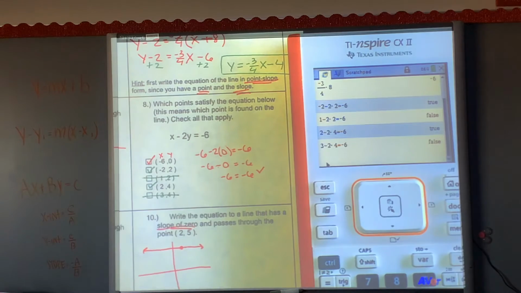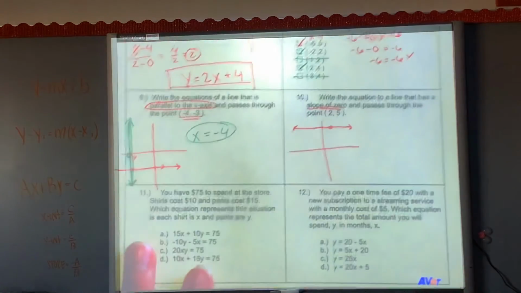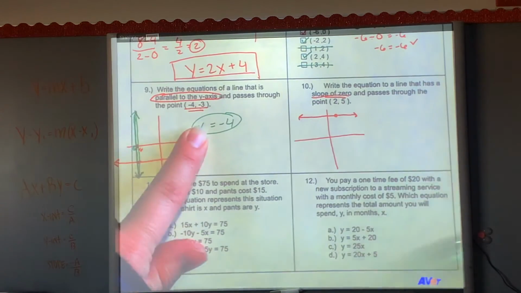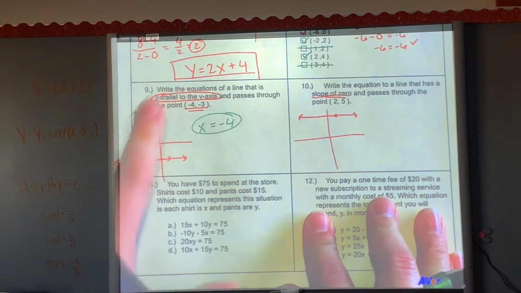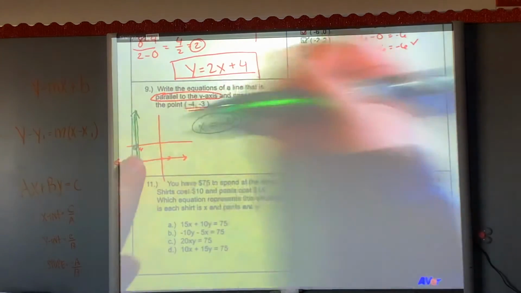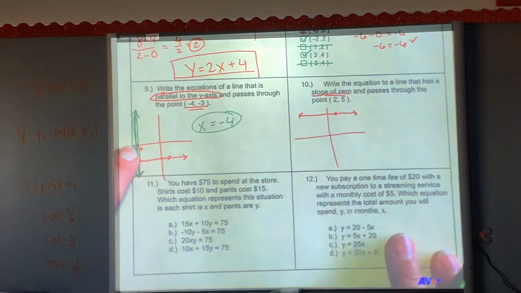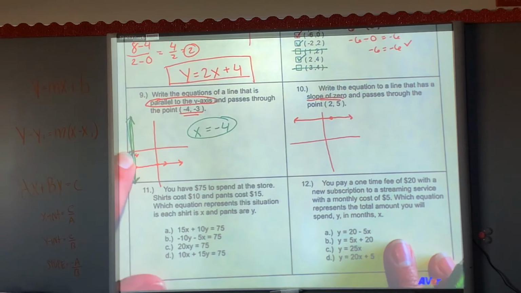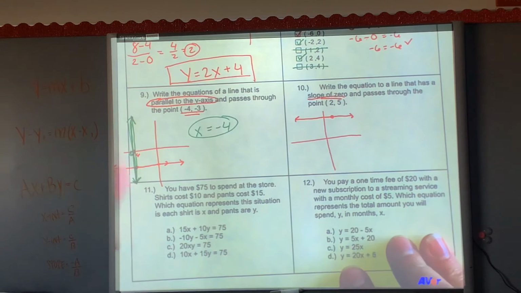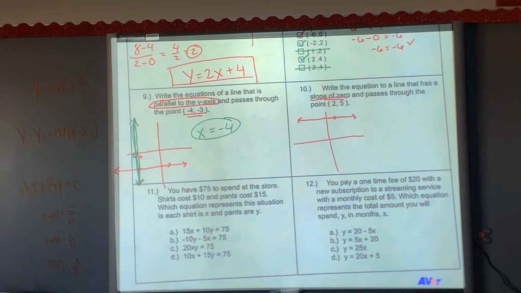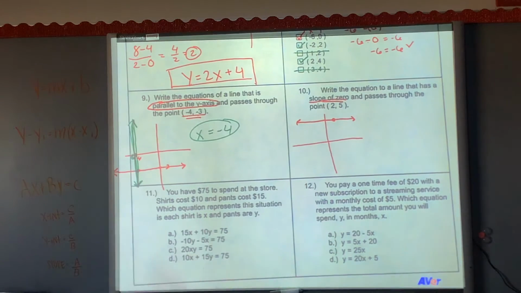All right, I gave you the answer on the next one here because I messed up. Remember? Yeah, it was bad. This line is x equals negative 4 because it passes through the x-axis at negative 4 and because it has a slope of 0. I mean, gosh darn it, it has a slope of undefined. Get it together. We're going to start that.